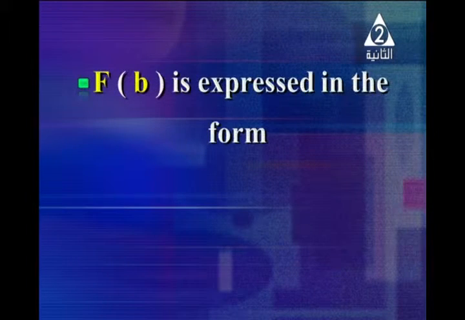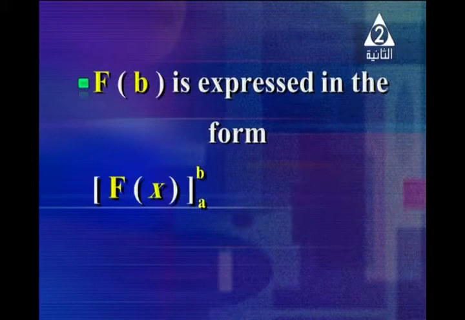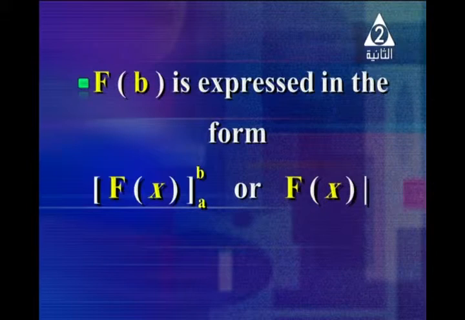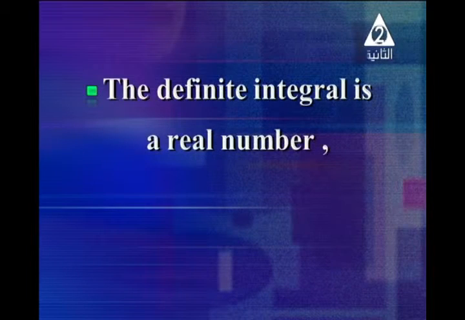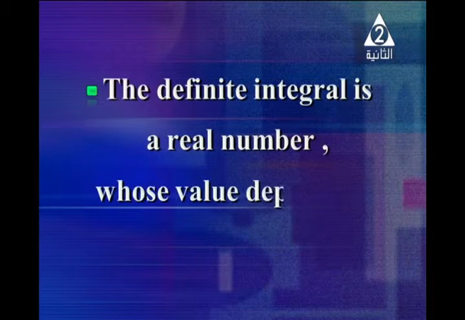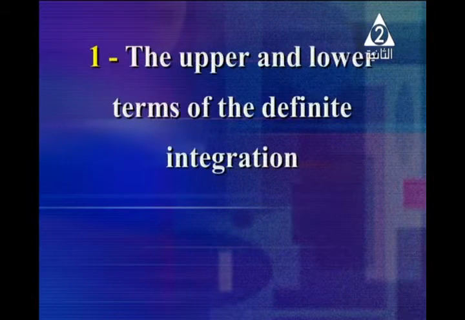It is expressed in the form F(x) from a to b. The definite integral, remember, is a real number. Dear student, why? Because after we find the integration of the function, we substitute x by a and b. F(b) minus F(a) is a real number. Then the definite integral is a real number whose value depends on the upper and lower limits.